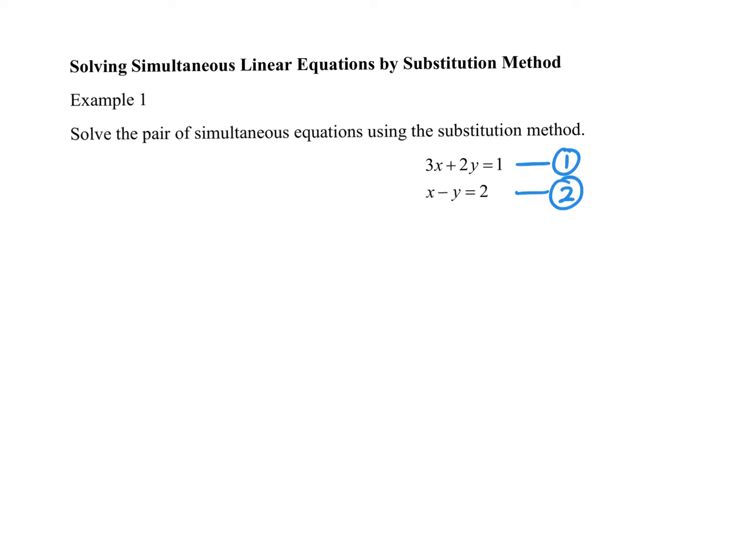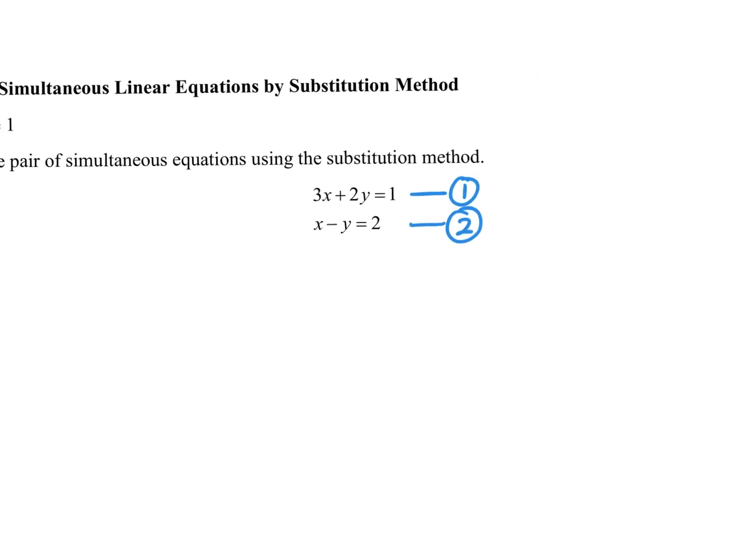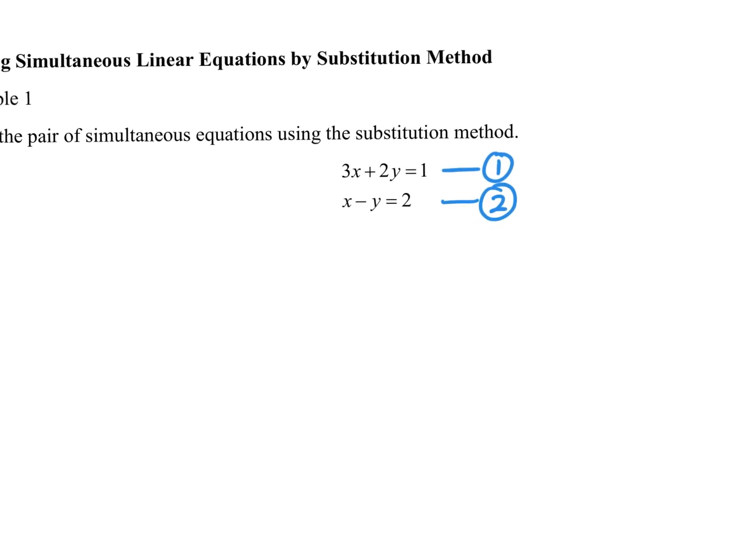To use the substitution method, we will need to make something a subject from either one of the equations and substitute it into the second equation in order to solve for a value, right? So how do we know which equation to choose? For this question, we have 3x plus 2y equals 1. If we were to make either x the subject or y the subject, we'll probably need to divide by 3 or divide by 2, and then we may end up with fractions, right?